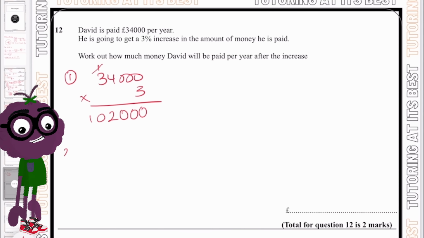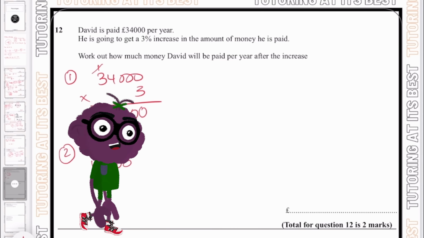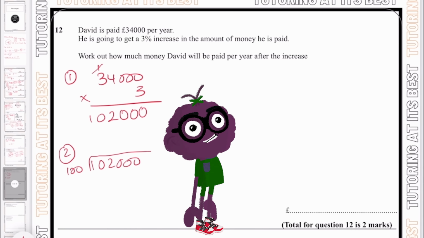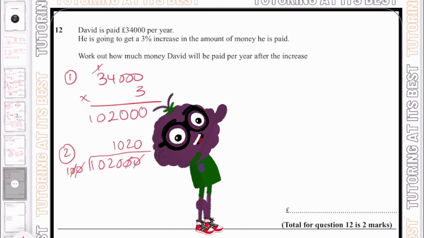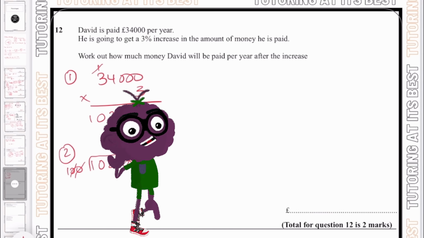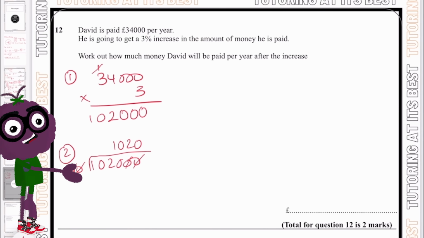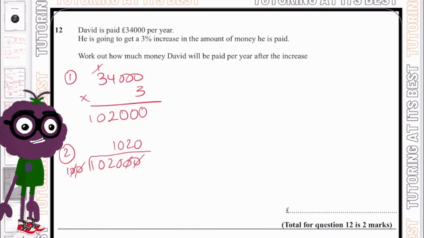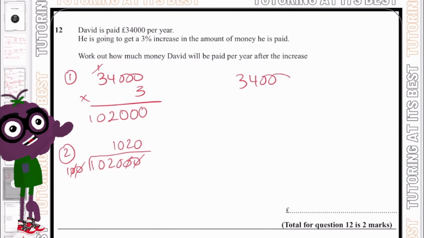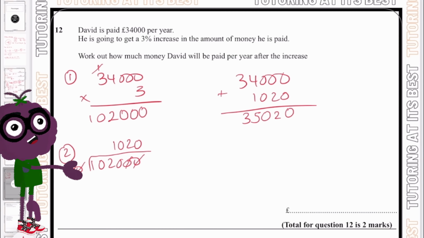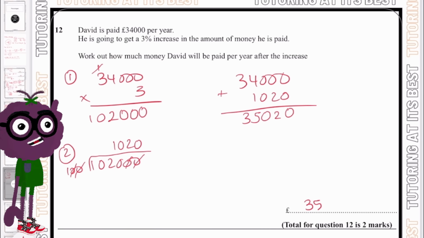So now we've gone ahead and done that. Step 2, we can take our number and divide this by 100. So we cross out 2 zeros and we're left with 1,020. So we now know that David is getting a £1,020 increase. So we've calculated that. Let's go ahead and add it on to 34,000. And there we are. In total, David will be earning £35,020. Beautiful.